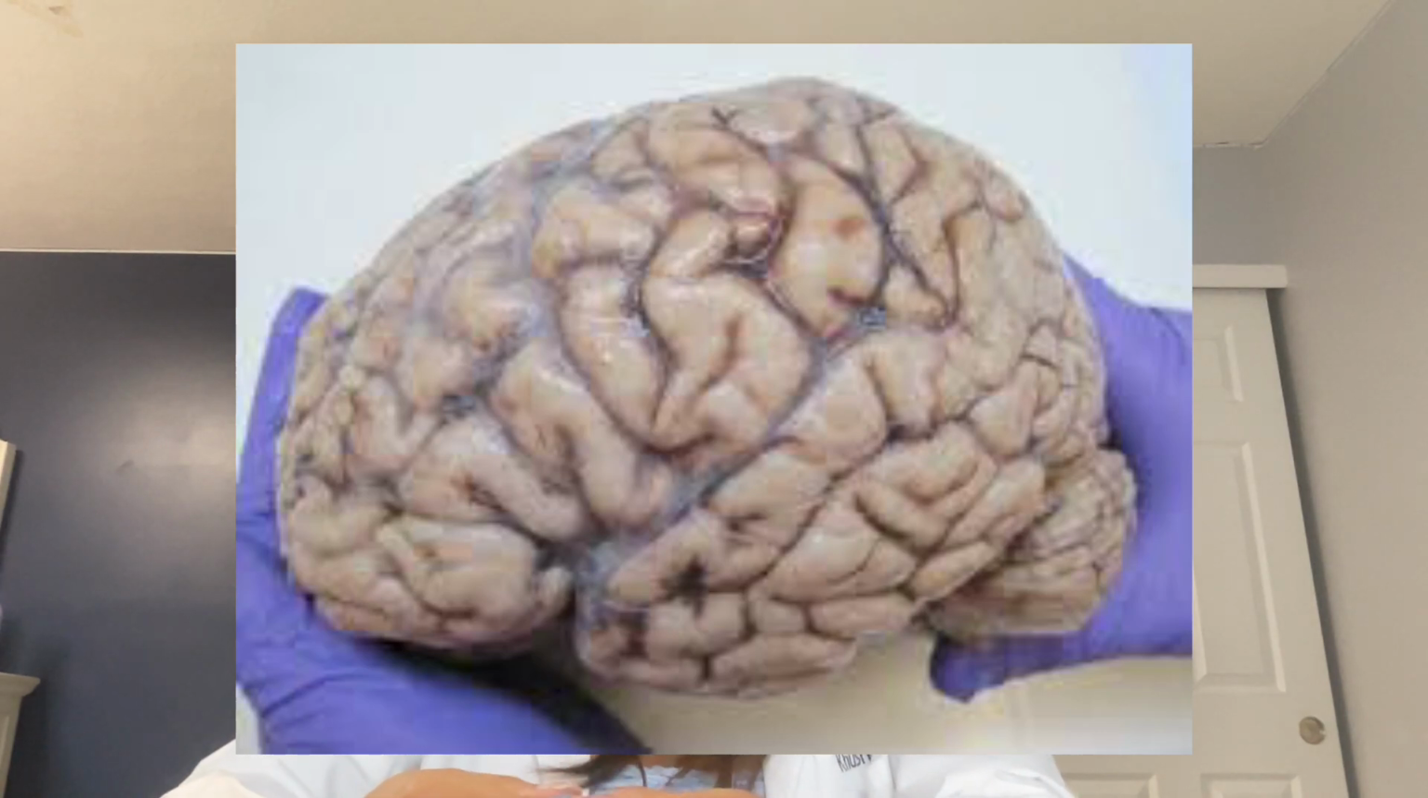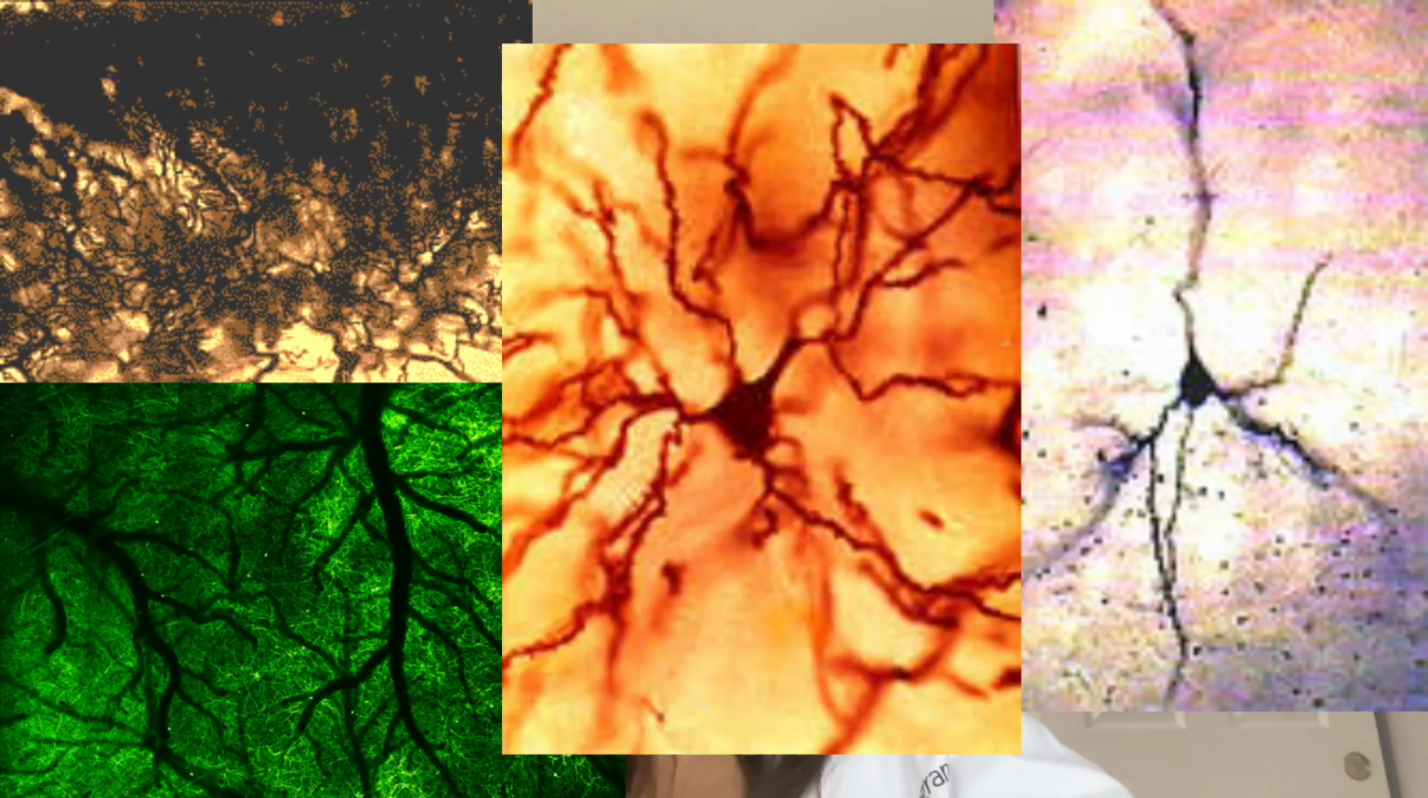The brain. Cool. The brain is the organ responsible for thinking, feeling, movement, and memory. It's basically like who you are. And the brain is made up of 86 billion neurons. So what are neurons? Neurons are the basic unit of the nervous system. They're a type of cell that, through action potentials and neurotransmitters, communicate with each other.